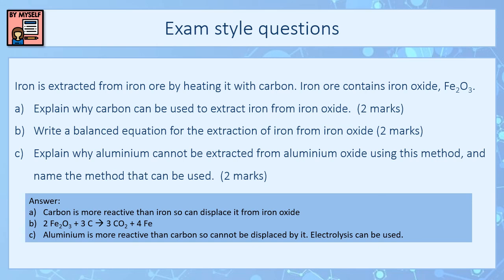The aluminium is more reactive than carbon, so it cannot be displaced in the same way that iron could be, and you'd have to use electrolysis instead to extract the aluminium from aluminium oxide.